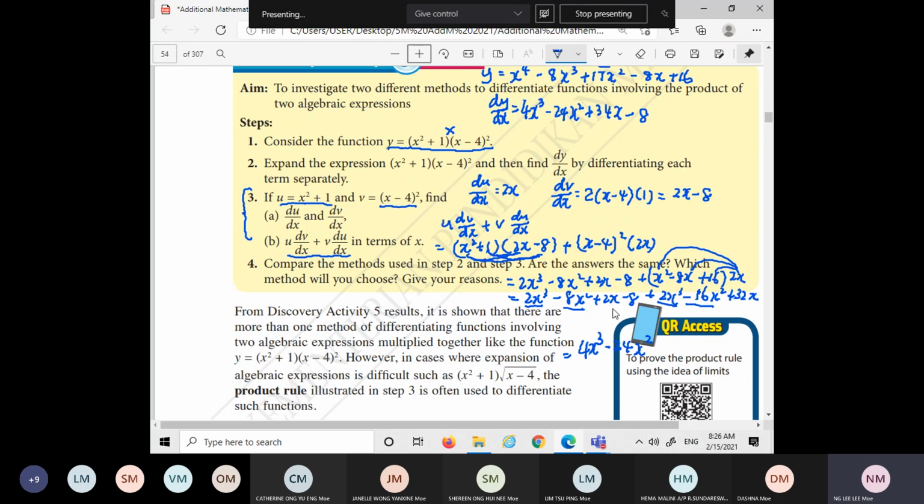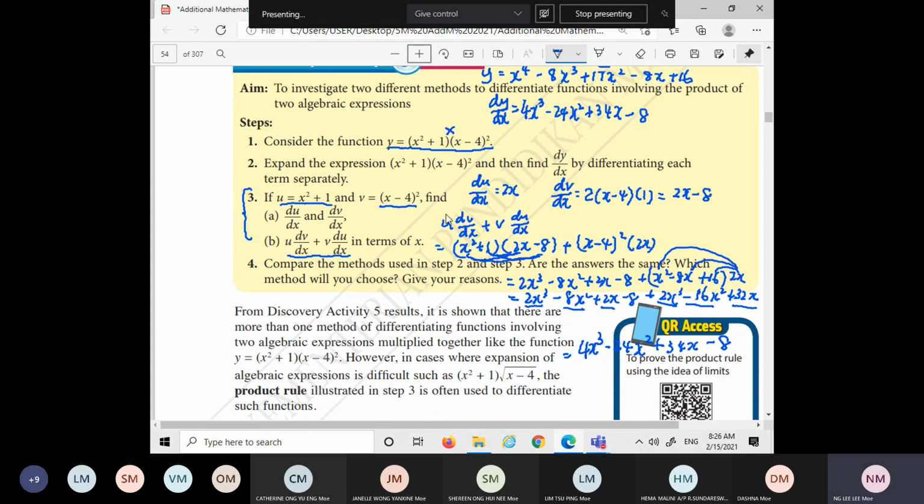Same. Next, x: 32 plus 2, 34x. Same. Last, negative 8, also the same. So it's proven now. So you can use this method.